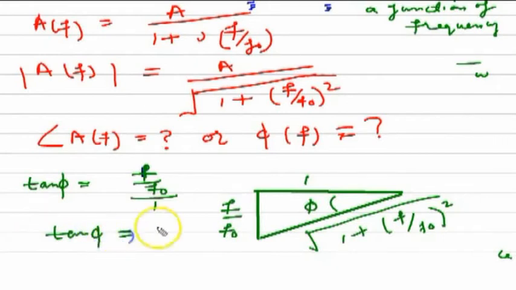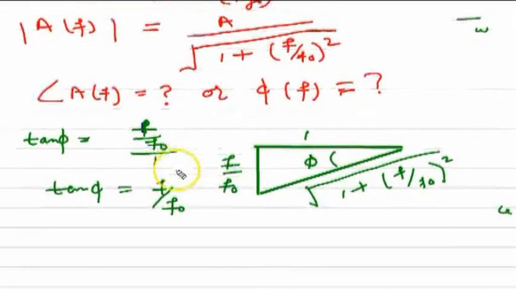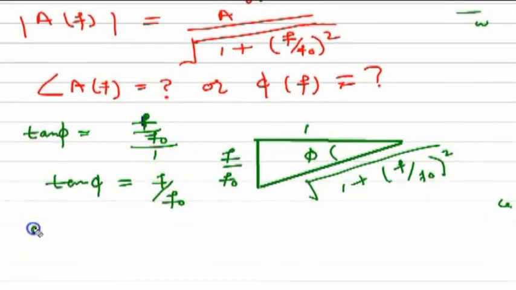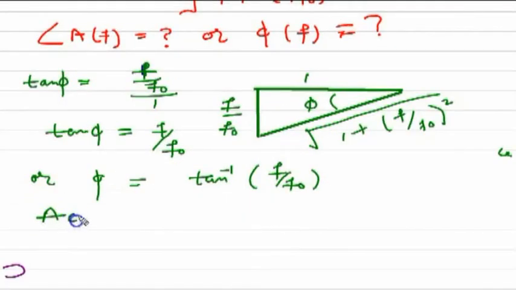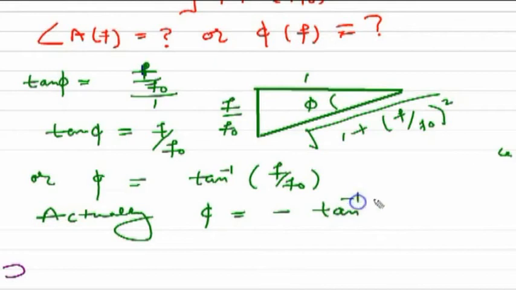From here we find the value of phi, and phi becomes the tan inverse of f upon f naught. Actually, the phase lags behind. So if it is lagging behind, we put a negative sign also. So phi is equal to minus the tan inverse of f upon f naught.